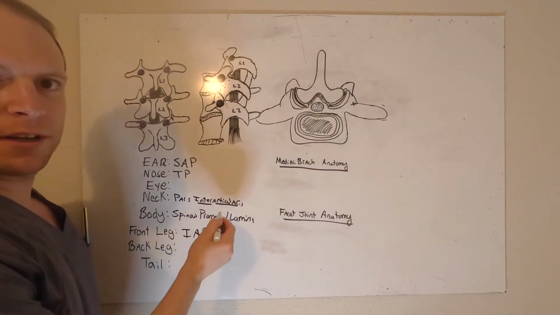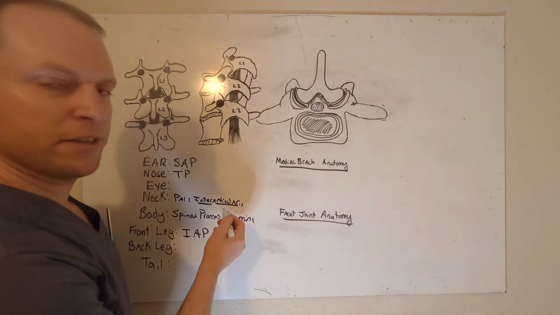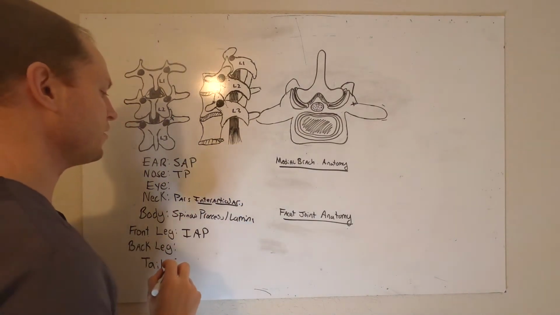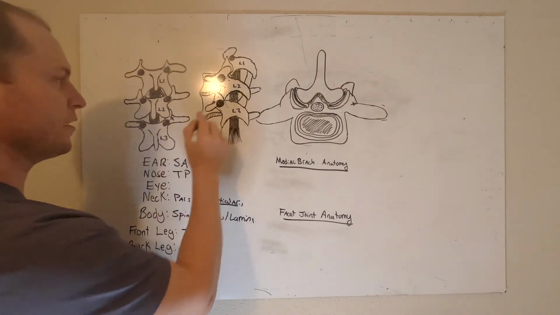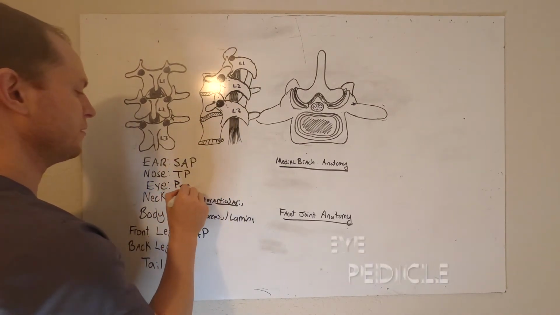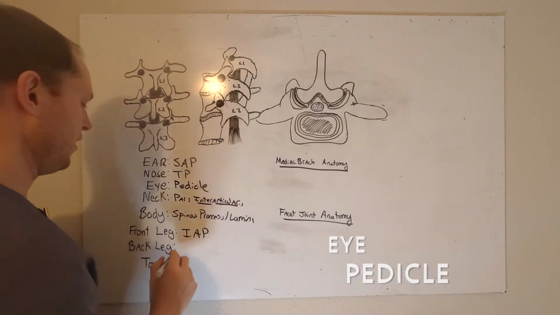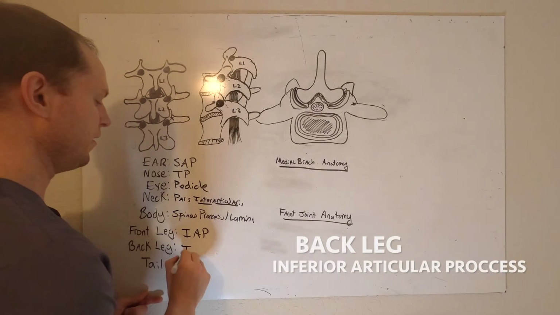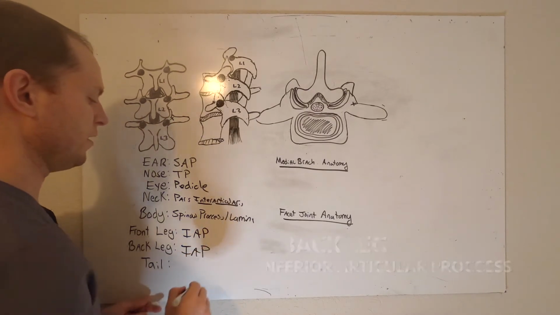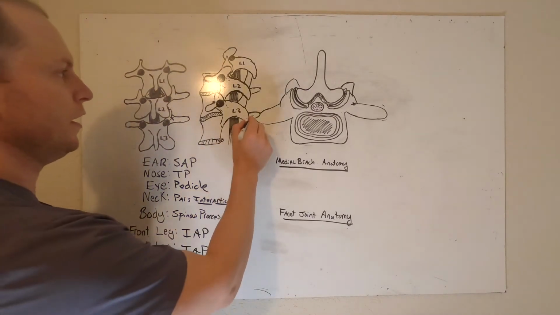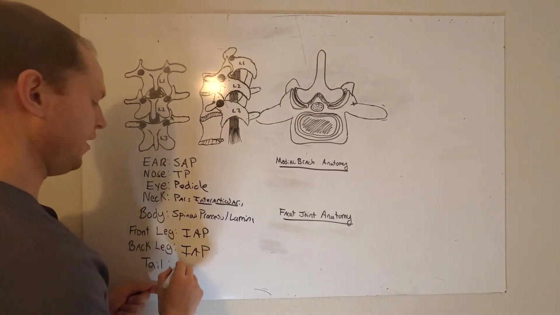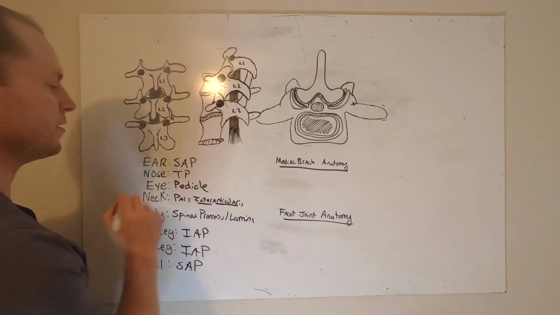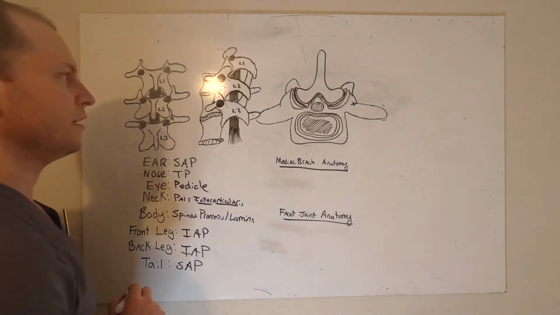This is where young adolescents coming into your clinic with back pain, you have to suspect pars interarticularis fractures. The eye, which is the pedicle. The back leg, which is the contralateral inferior articular process. And the tail, which is the contralateral superior articular process. So this is what makes up the Scotty dog.